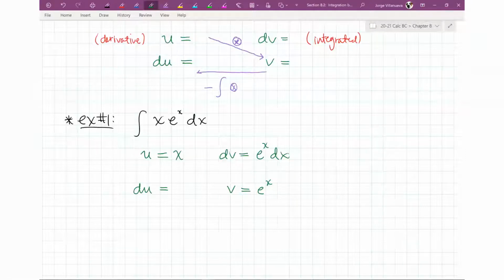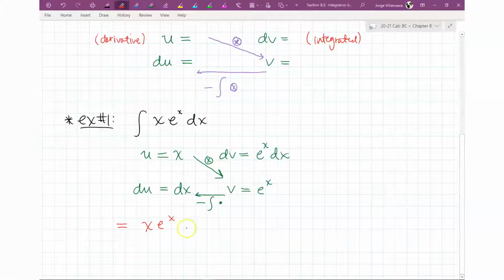The derivative of u is just dx. So my result so far is this u times v. So let me write this down. This is equal to u times v, so x e to the x. And then remember, you're supposed to subtract the integral of their product, right? The integral of their product. So it's x e to the x minus the integral of e to the x times dx.